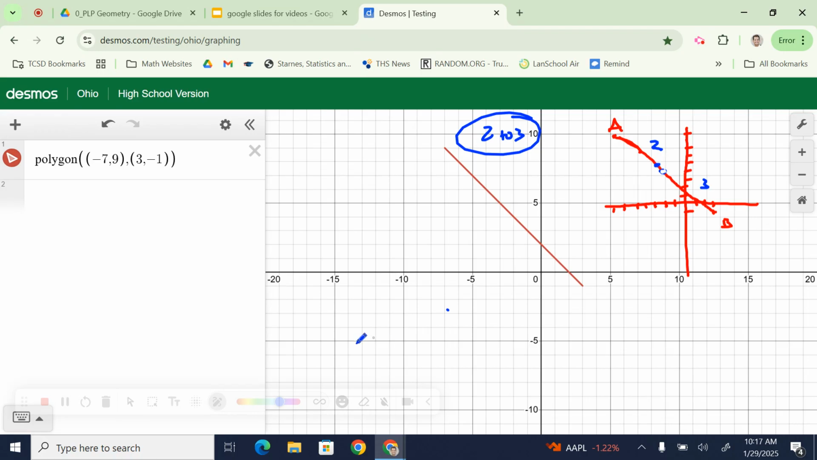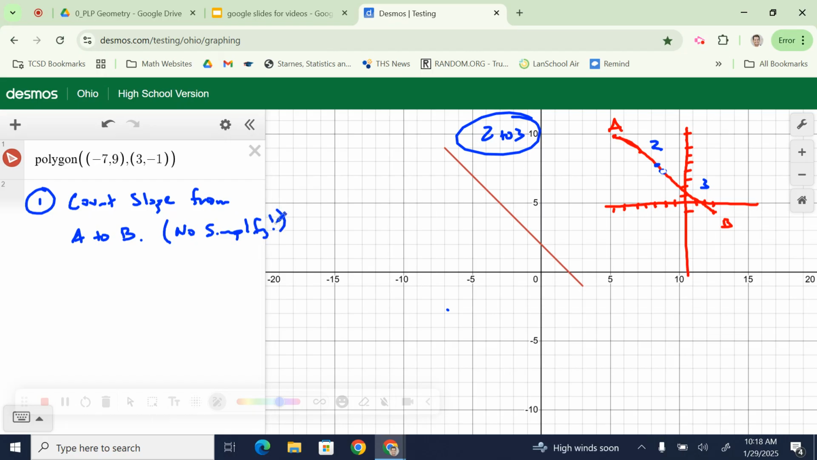So how are we going to find that point? Well, we're going to use slope. I'm going to do my directions right over here in the white space. Step 1: count the slope from A to B, and in parentheses, no simplify. We're not going to simplify this slope. Typically, we simplify slopes. Here, we're not.